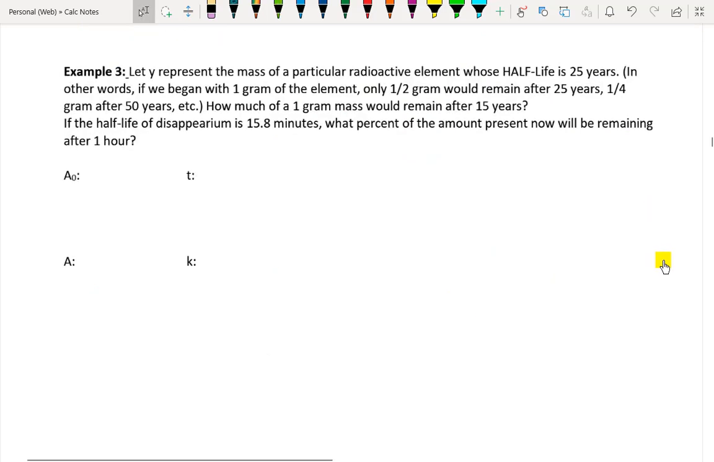Okay, so example number 3 here says that y represents the mass of a particular radioactive element whose half-life is 25 years. In other words, if we began with 1 gram of the element, only half a gram would remain after 25 years, a quarter of the gram after 50 years, and so on and so forth. How much of a 1 gram mass would remain after 15 years?